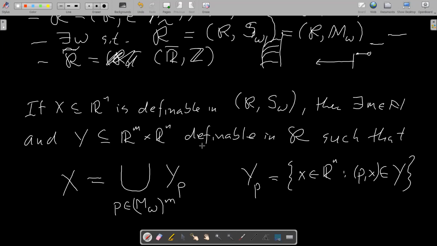Do you allow definable subsets of the group? Absolutely, yes. In fact, I could start splitting this up. For example, I could say, let's look at the P's such that Y_P is something or other. An important property here that's actually not obvious is that the induced structure on M_omega is just, let's call it, multiplicative Presburger.